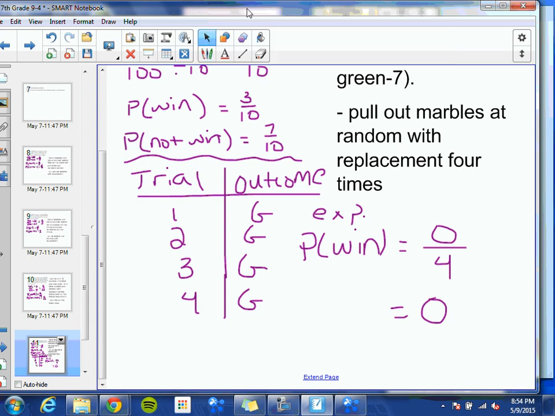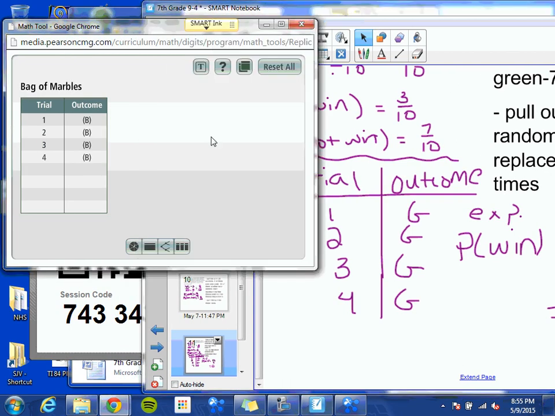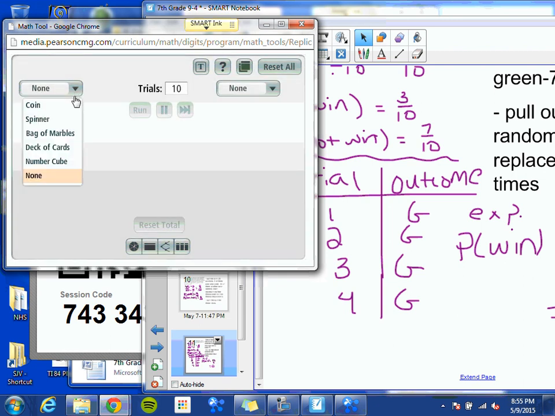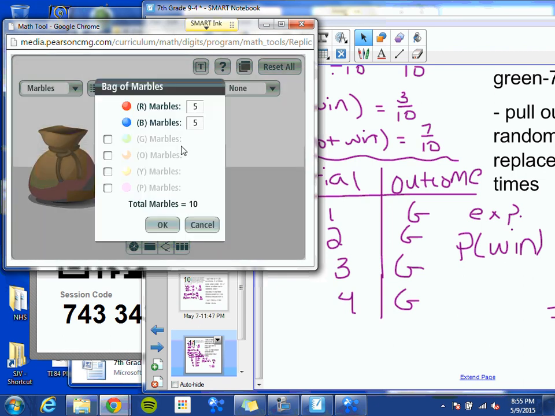If I were to run this experiment again, I could get 0, I could get 1, I could get all 4 red. It can be many different things. Now, if I repeated this experiment several more times, perhaps 20, 50, 100, 200 times, we would see that this experimental probability would be closer to our theoretical probability. Just to show you here, let's reset this and try it again. This will do it fairly quickly.